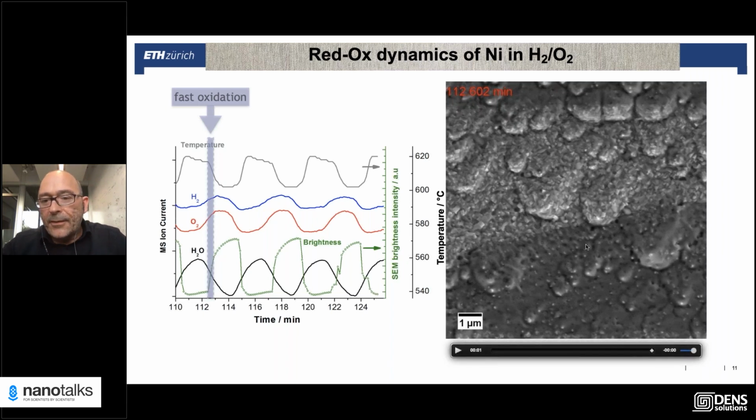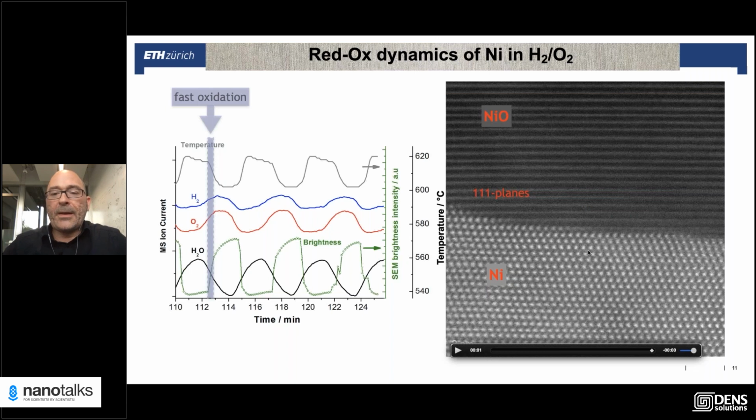So we looked at this transition between the nickel and the nickel oxide. We can quench our experiment very fast, so we have nearly no inertia. We just quench the temperature down, and then we go to the FIB-SEM and we cut the FIB at the interface between metal and oxide. And when we look underneath the surface, we see beautifully that the oxidation from nickel to nickel oxide happens in a very orderly way.